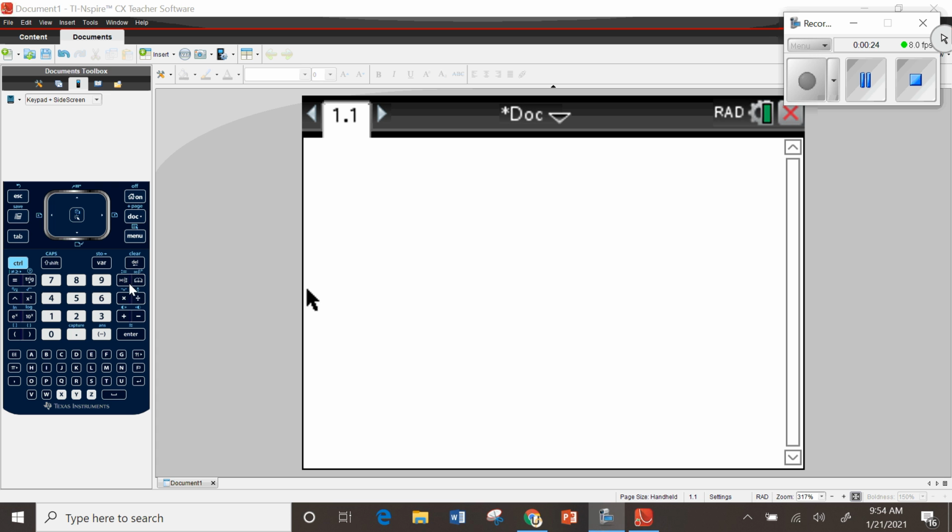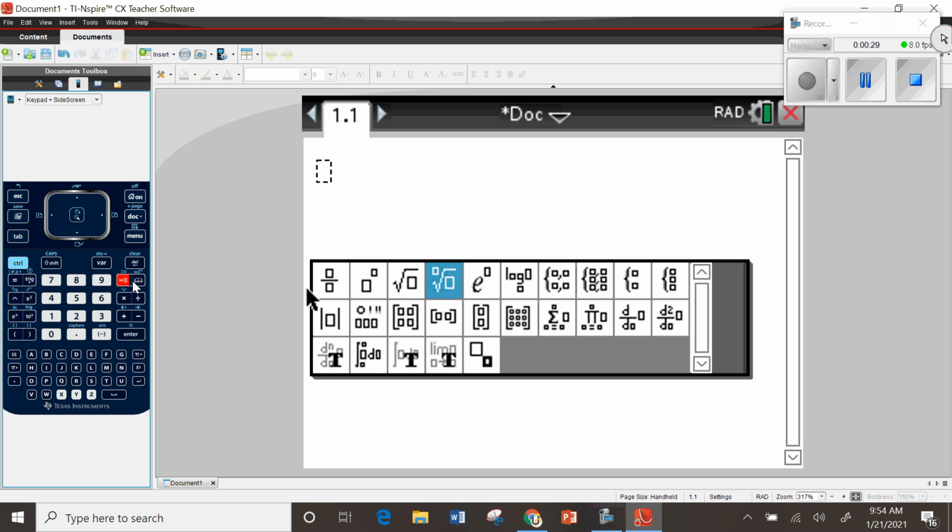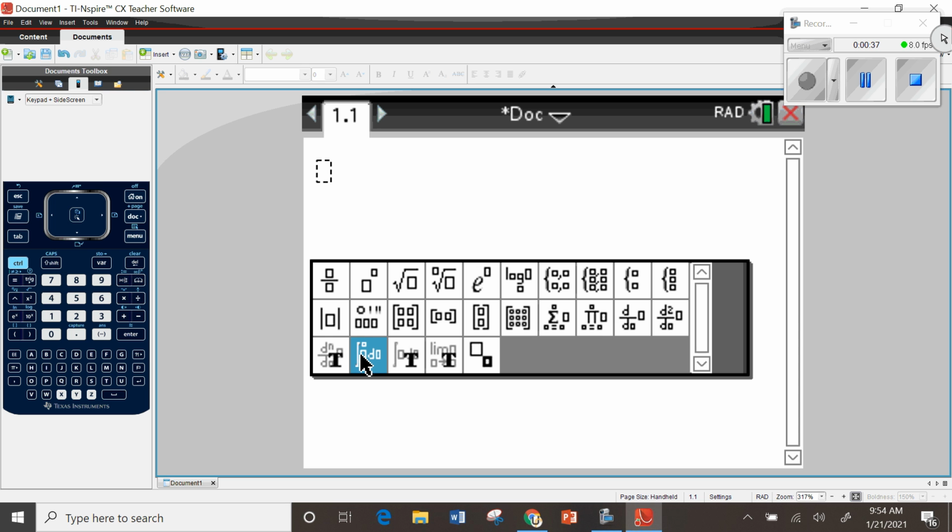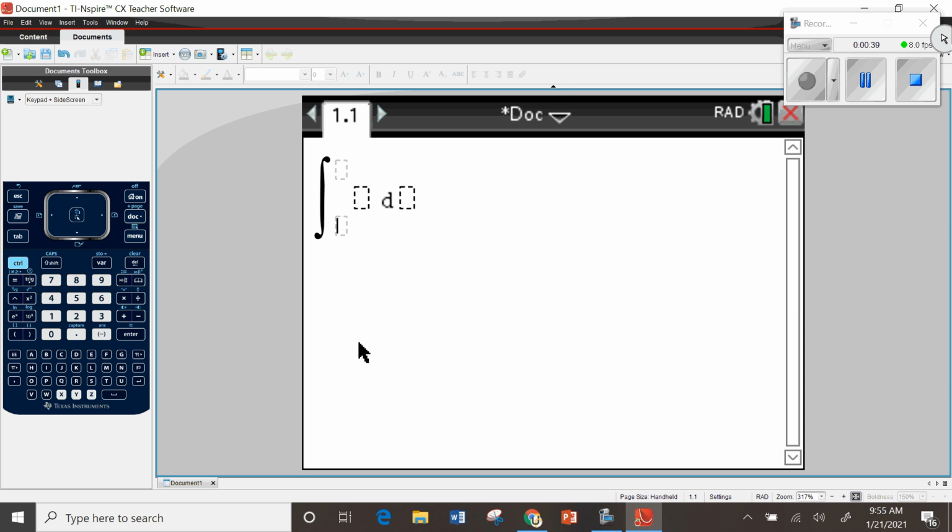You've got a quick menu button right here next to the 9. If you push it, you do have your integral buttons right here. And then you've got your two derivative buttons right here. So we're going to be using the integral button. So I'm going to get the integral out. We'll do the integral from 1 to 3.